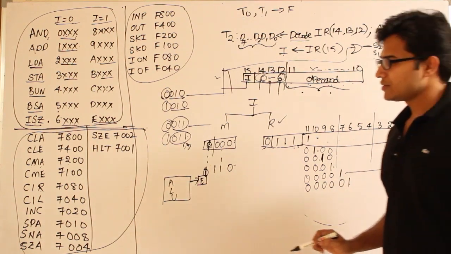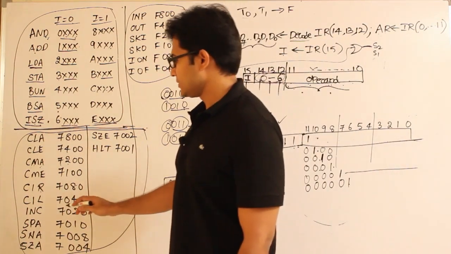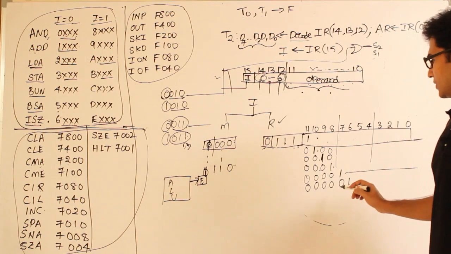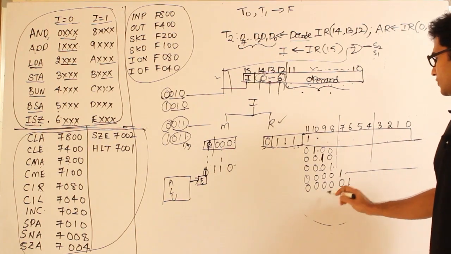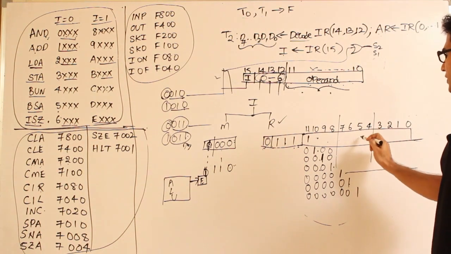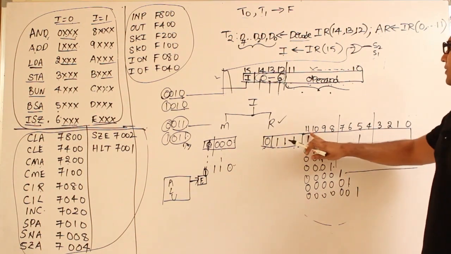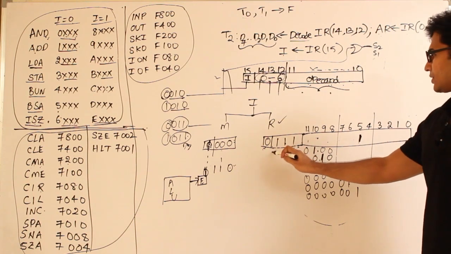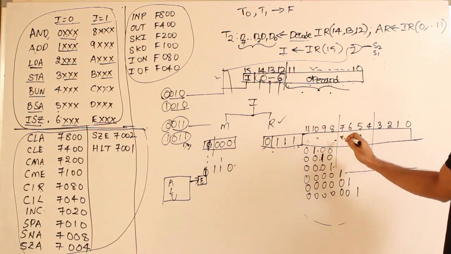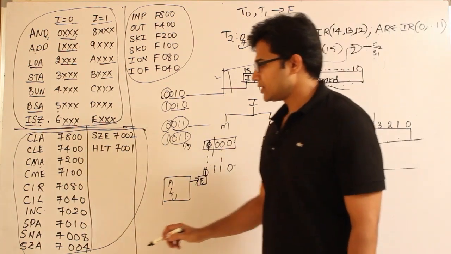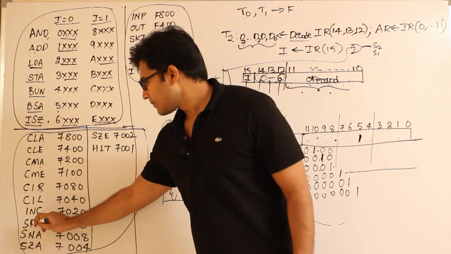And the next one is INC. INC is increment the accumulator. For that 7020 is used, which means all these are zeros, and this particular one is 1. Got it? Let me show you here. This particular one is 1, then 7 is all zeros, and this one is 2, 0, so 7020. And the next one is SPA.